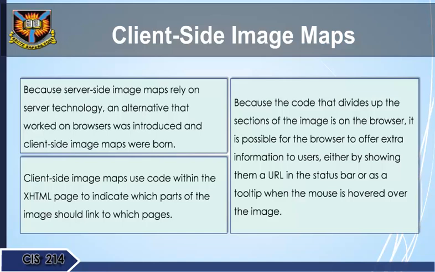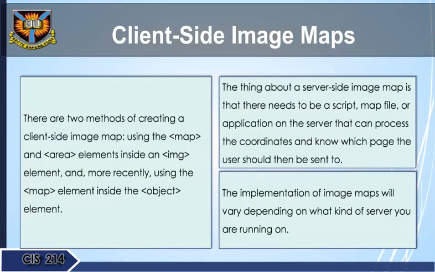Because the code that divides up the sections of the image is in the browser, it is possible for the browser to offer extra information to users, either by showing them a URL in the status bar or as a tooltip when the mouse is hovered over the image. There are two methods of creating a client-side image map: using the map and area elements with an img element, and more recently using the map element inside the object element.